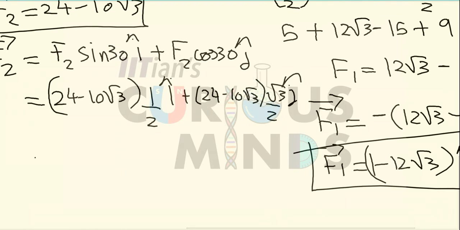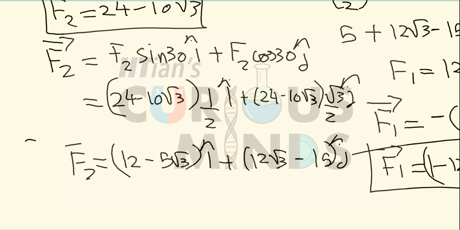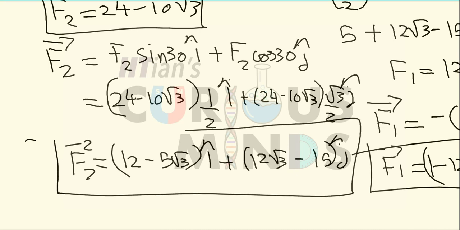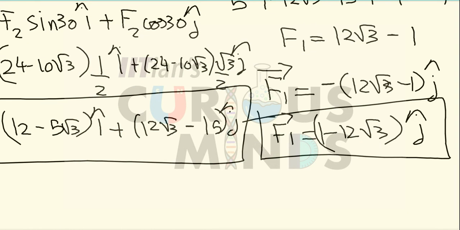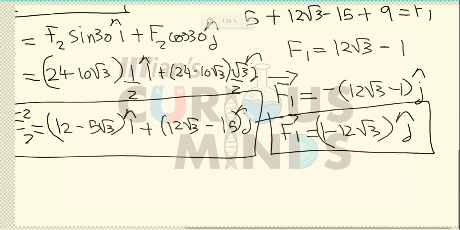Okay, so when I multiply over here, it will be equal to 12 minus 5 root 3 into i cap plus over here root 3 divided by 2. So basically it will be equal to 12 root 3 minus 15 into j cap. Now this is the F2 vector, in unit vector form. Now these are the F1 and F2 vectors for the given diagram.